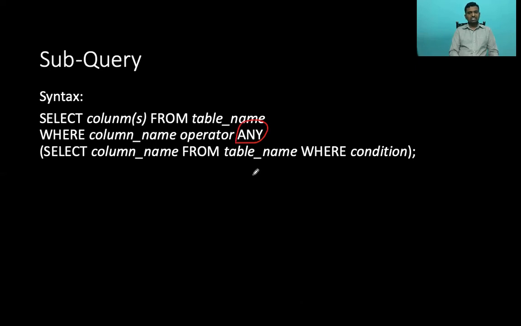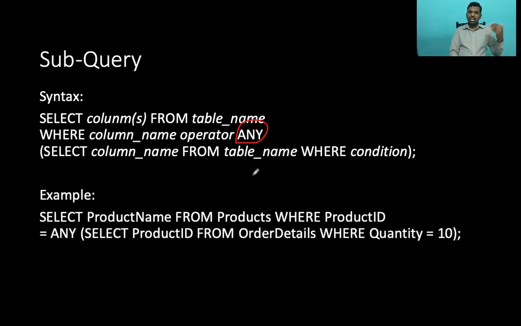This ANY is almost like my IN. If any of these matches, it provides me the output. But the advantage of ANY is that I can use it even on the HAVING clause, not required to be used only on the WHERE clause. The WHERE clause and HAVING clause can both use ANY, but when I use IN, I can go only for the WHERE clause.